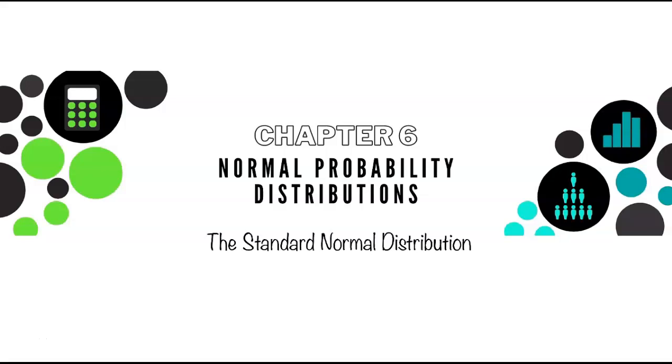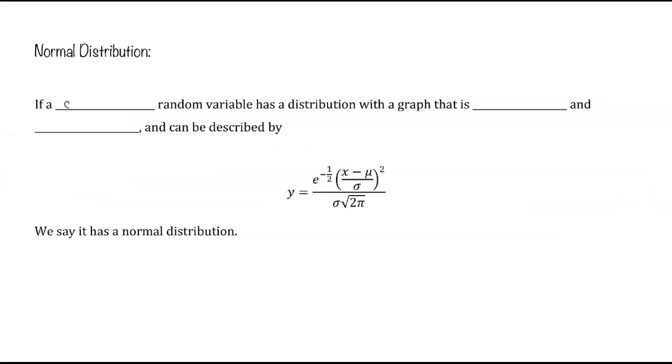Chapter 6 is all about normal probability distributions, and we begin with this lecture on the standard normal distribution. If a continuous random variable has a distribution with a graph that is symmetric and bell-shaped and can be described by the following equation, we say it has a normal distribution. No need to worry, we won't be using this equation.